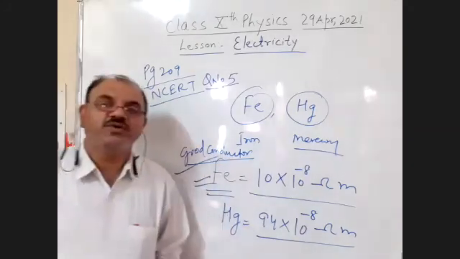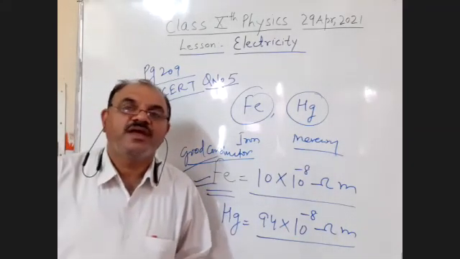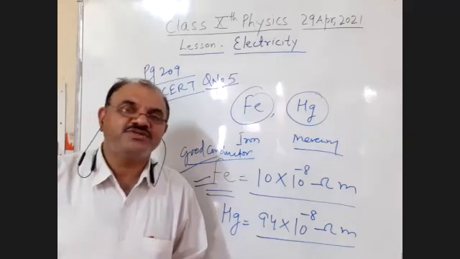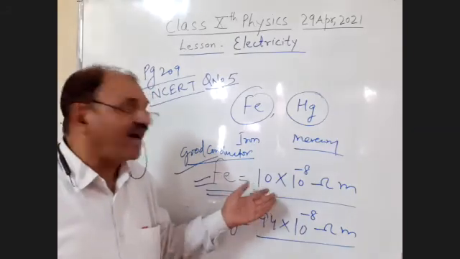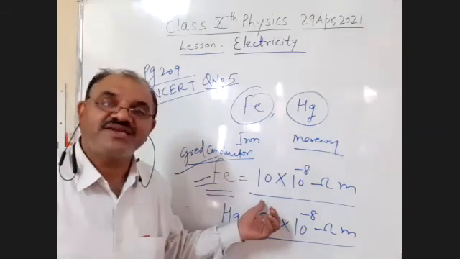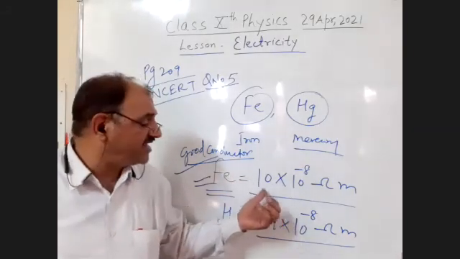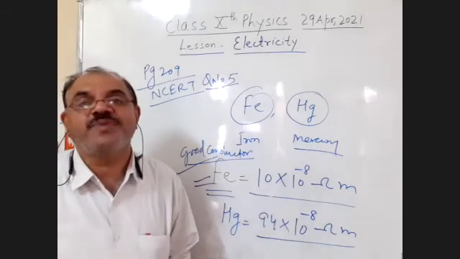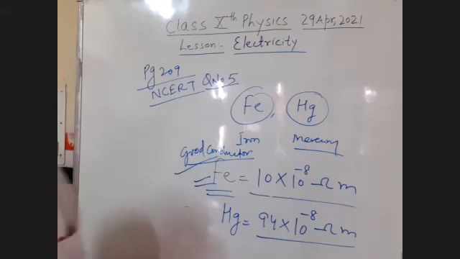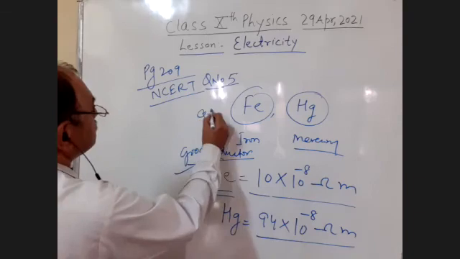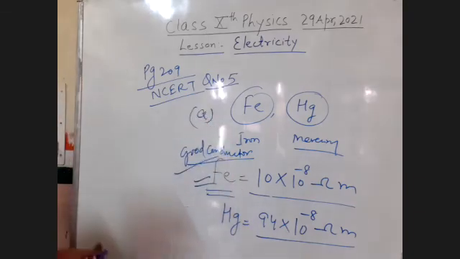Yes, students, the answer to your first part is that iron is a good conductor of electricity because its resistivity is less, so it will allow more current to pass through. Now the second part: silver has the lowest resistivity. This was the answer to your A part. Now I'll go for the B part.